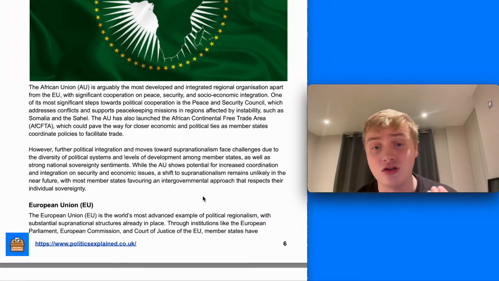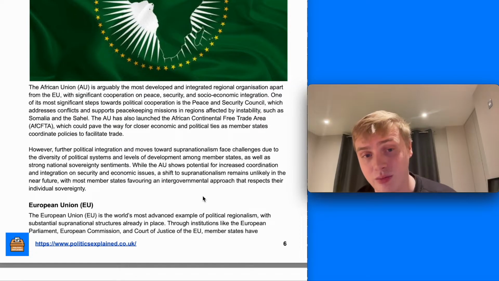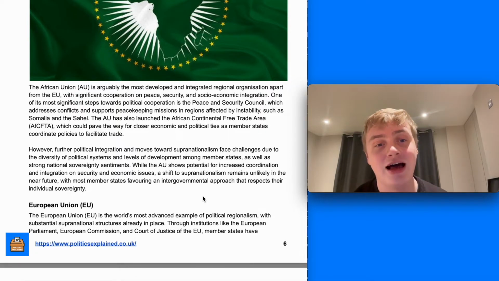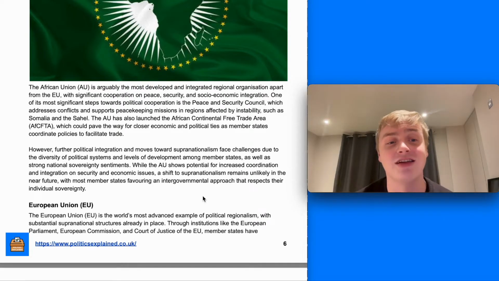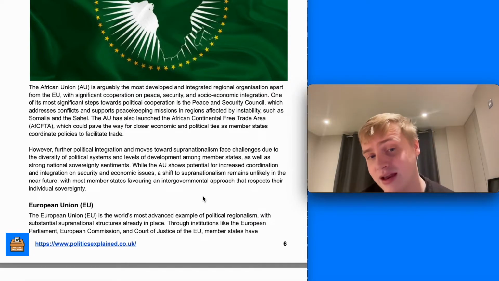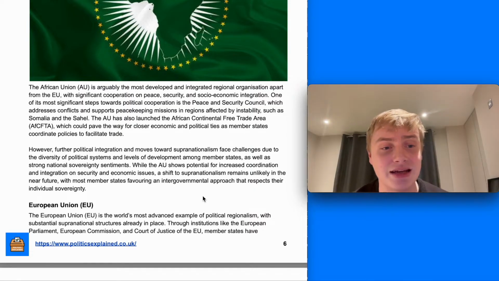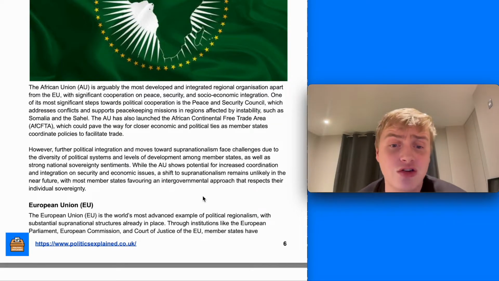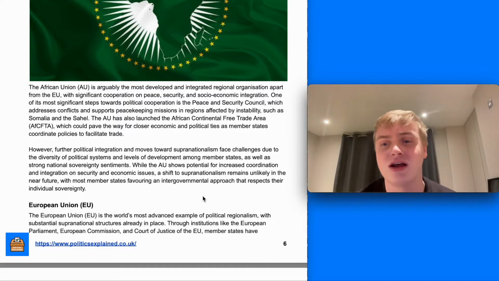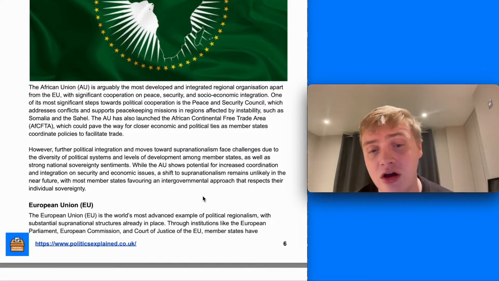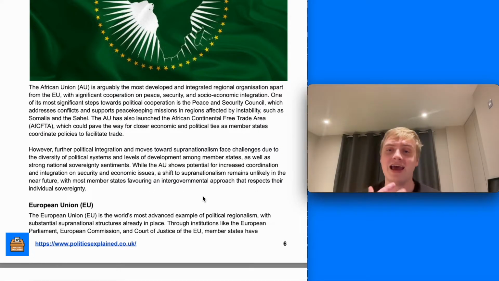Whilst the African Continental Free Trade Area has also been launched, which will pave the way for closer economic and political ties as member states coordinate policies to facilitate trade. However, further political integration and a move towards supranationalism face big challenges due to the diversity of political systems within Africa and within the African Union, and different levels of development among member states, as well as strong national sovereignty sentiments and concerns. So while the African Union shows potential for increased coordination and integration on security and economic issues, a shift to supranationalism arguably remains unlikely in the near future, with most member states favouring intergovernmentalism and retaining full national sovereignty.